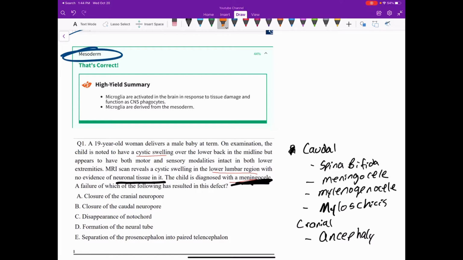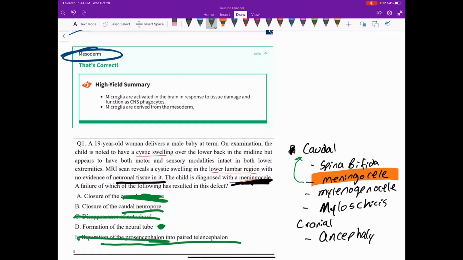Okay, so now it says we have meningocele. Meningocele is which one? Right here. Where did this occur from? Well, we know it's from the caudal end, so we have to find caudal. This is cranial, so that's wrong. Caudal, so probably. Disappearance of notochord, no. Formation of neural tube, well, maybe, because this is where these processes occur from. Separation of the prosencephalon, no. This is not even what they're asking. So it's between B and D, right?